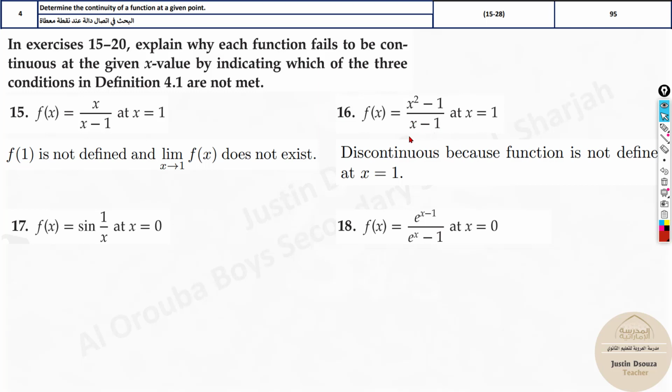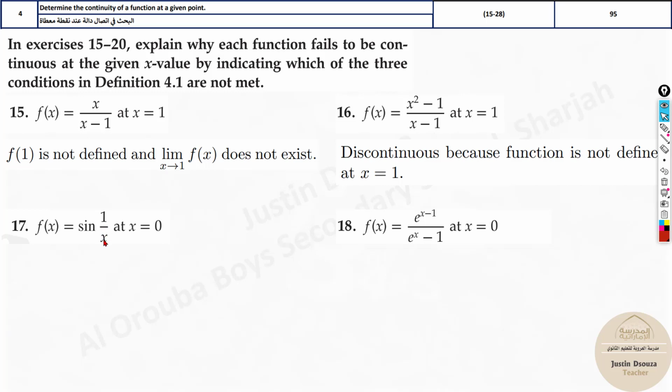We are not finding the limit over here. Our intention is not to find the limit. Even if the limit exists, that doesn't mean that it's continuous. It's discontinuous because there is a vertical asymptote. If you have a vertical asymptote or jump discontinuity, then it is not continuous.